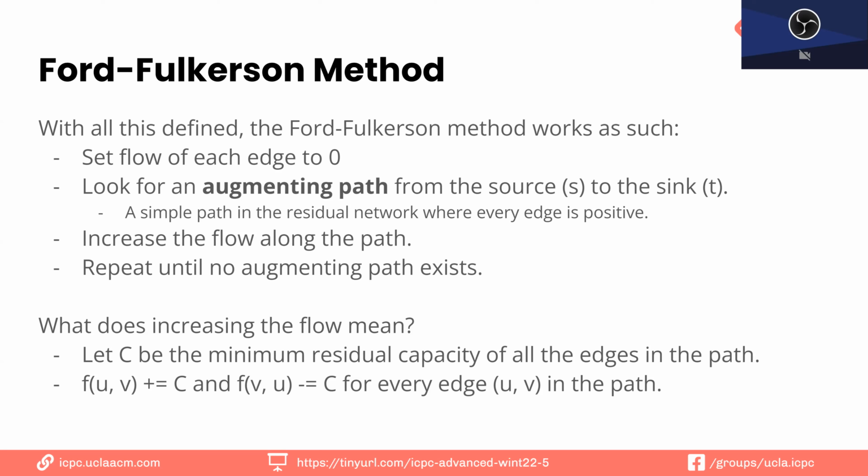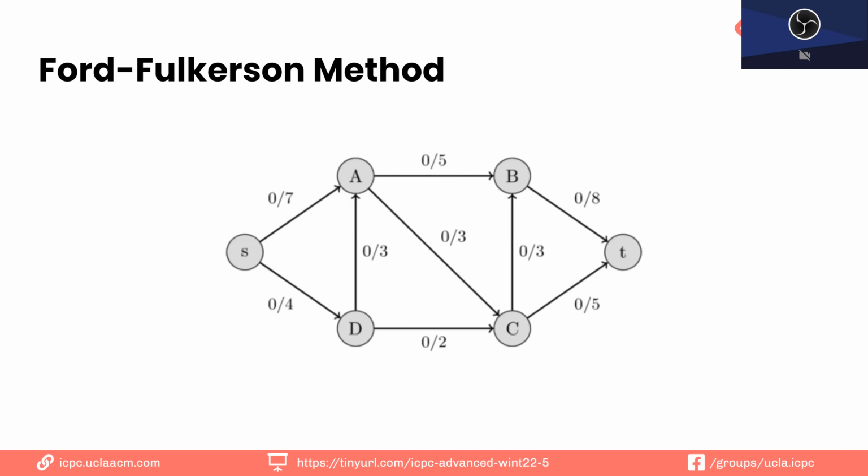It's kind of like a greedy type solution, and surprisingly this works for all cases. And what I mean by increasing the flow is that you increase it by the minimum residual capacity along the path. So let's do an example.